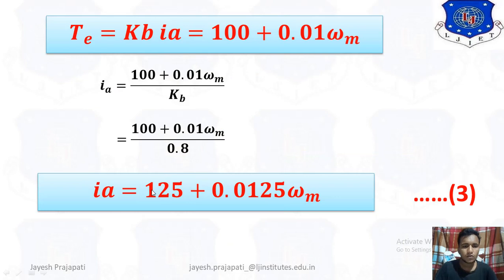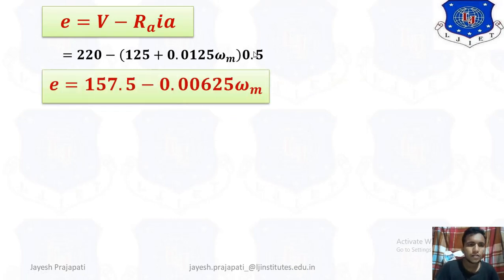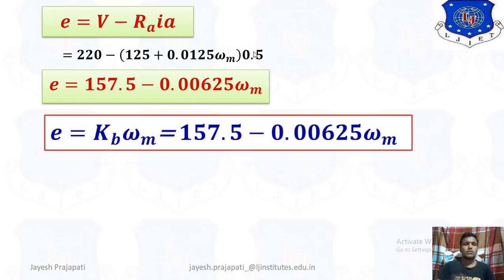You can see Ia is equal to 125 plus 0.0125 omega m. So we write down here Ia and Ra, that is given 0.5 ohm. If we solve this equation, then the equation is like this: E is equal to 157.5 minus 0.00625 omega m. Now we know that the EMF E is equal to Kb into omega m.